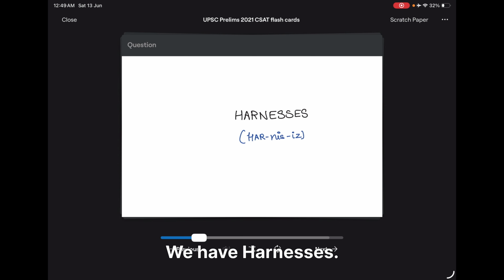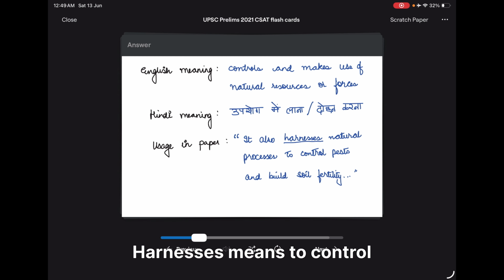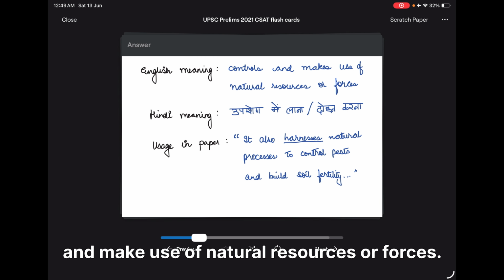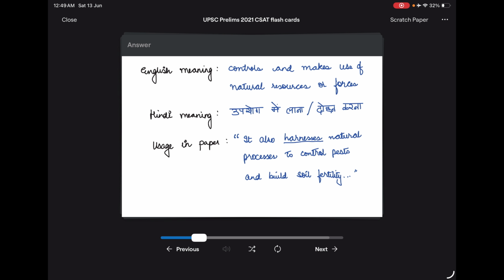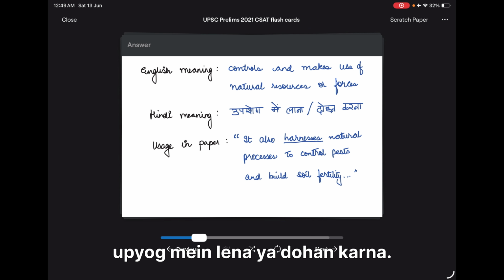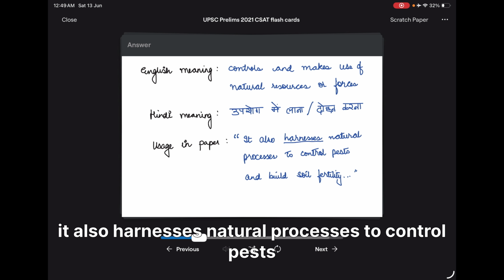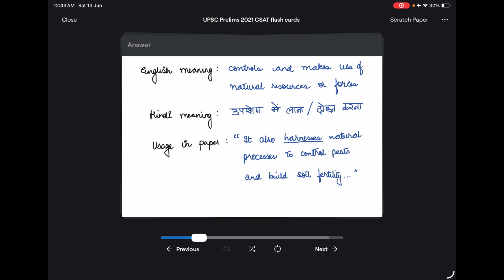We have harnesses. Harnesses means to control and make use of natural resources or forces. हिंदी में इसका अर्थ है उपयोग में लेना या दोहन करना. In the paper it was used as it also harnesses natural processes to control pests and build soil fertility.